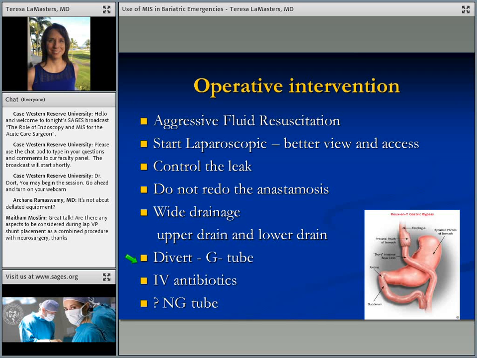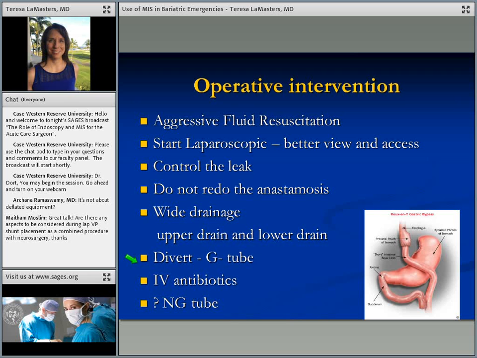So the majority of gastric bypass leaks today are actually able to be managed non-operatively. These patients still need aggressive fluid resuscitation. This is a different patient. So this patient needs to be hemodynamically stable. They really have minimal signs. They have a demonstrated contained leak. These are a good patient population to manage with non-operative treatment.